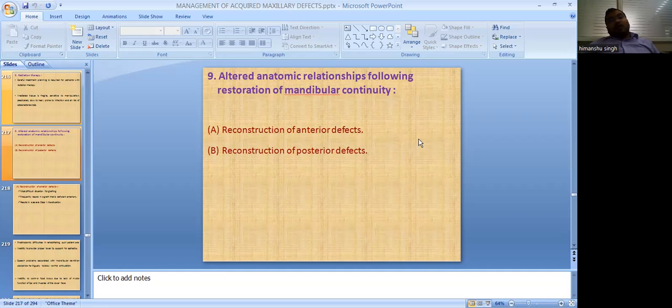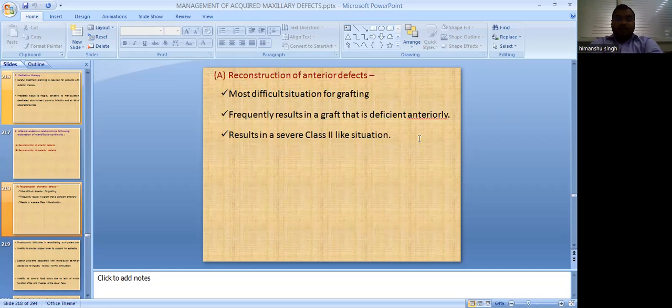So, altered anatomic relationship following restoration of mandibular continuity. Reconstruction of anterior defects and reconstruction of posterior defects. Reconstruction of anterior defects is the most difficult situation for grafting. It frequently results in a graft that is deficient anteriorly, resulting in a severe class 2 like situation.